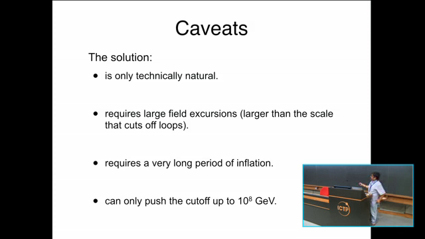And in the particular class of models that I'll talk about today, we can only push the cutoff up to about 10^8 GeV. Okay, so I'm not going to tell you what the theory is above that, but at least until 10^8 GeV, we don't really have a whole lot of new physics at the LHC, right? Just standard model, more or less.